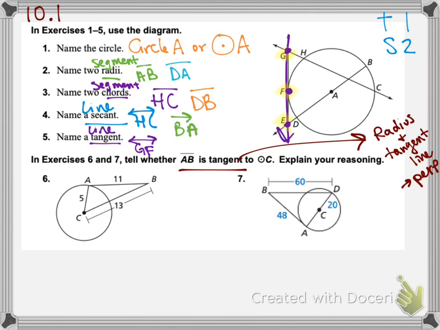In number 6, AB is the tangent line in question. We're asking, is this tangent? And then 5 is the radius. So we want to see if they come together and form a right angle. You can probably tell by the way they look that they don't, but we're just going to verify with some numbers. If there was a right angle here, this would form a right triangle. To figure out if it is a right triangle, we are going to use the Pythagorean theorem.